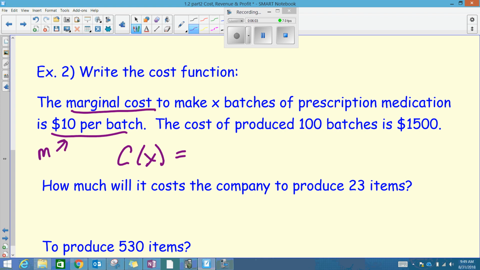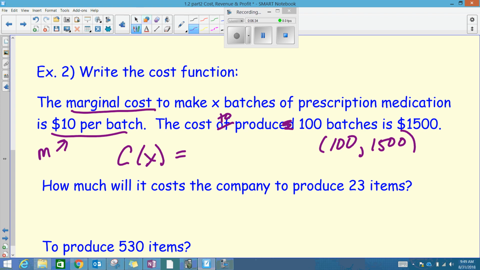The cost to produce 100 batches is $1,500. So again, this is not giving us our fixed cost. Even though we're given our marginal cost, this is giving us a scenario: 100 batches is $1,500. So actually, that's giving us a point. When X is 100, the cost is $1,500. So now we're given our M and a point, so we're going to, again, solve for B.